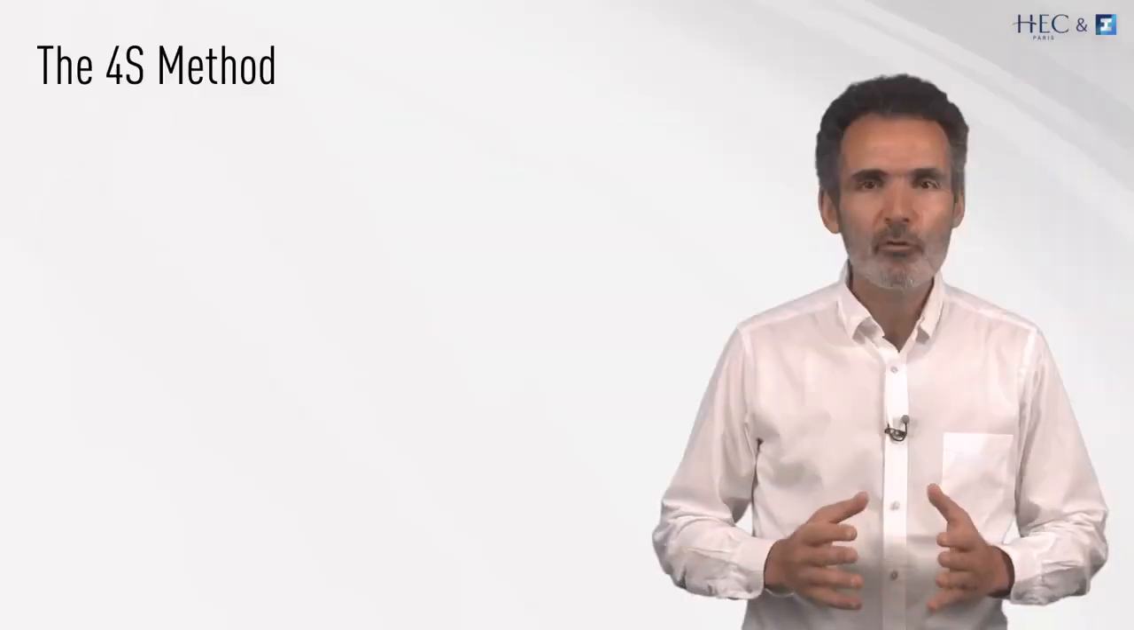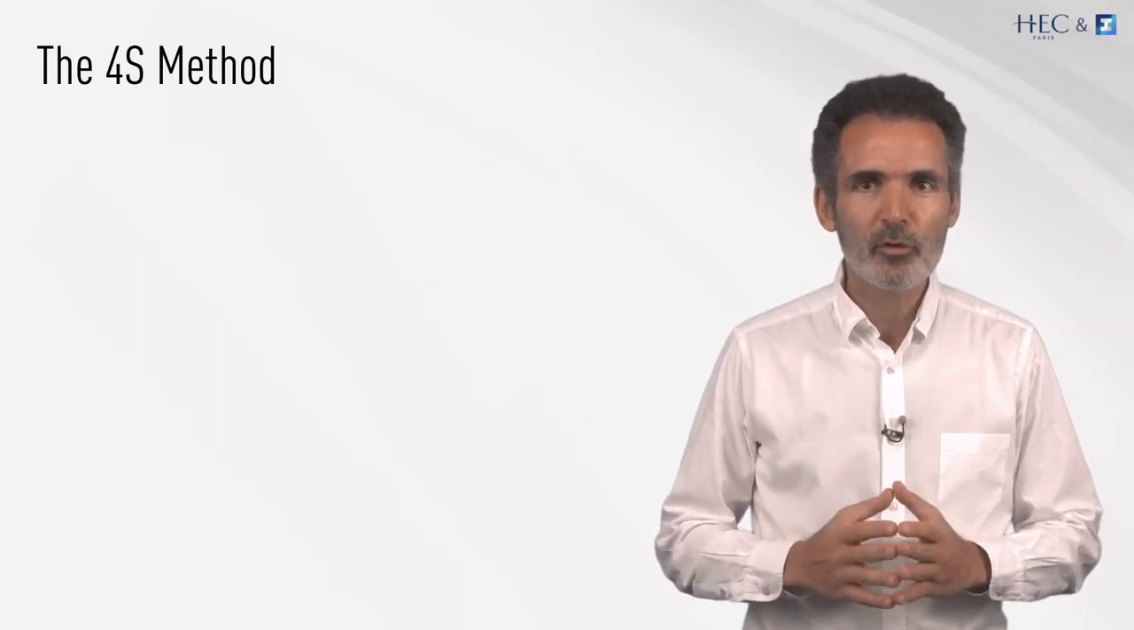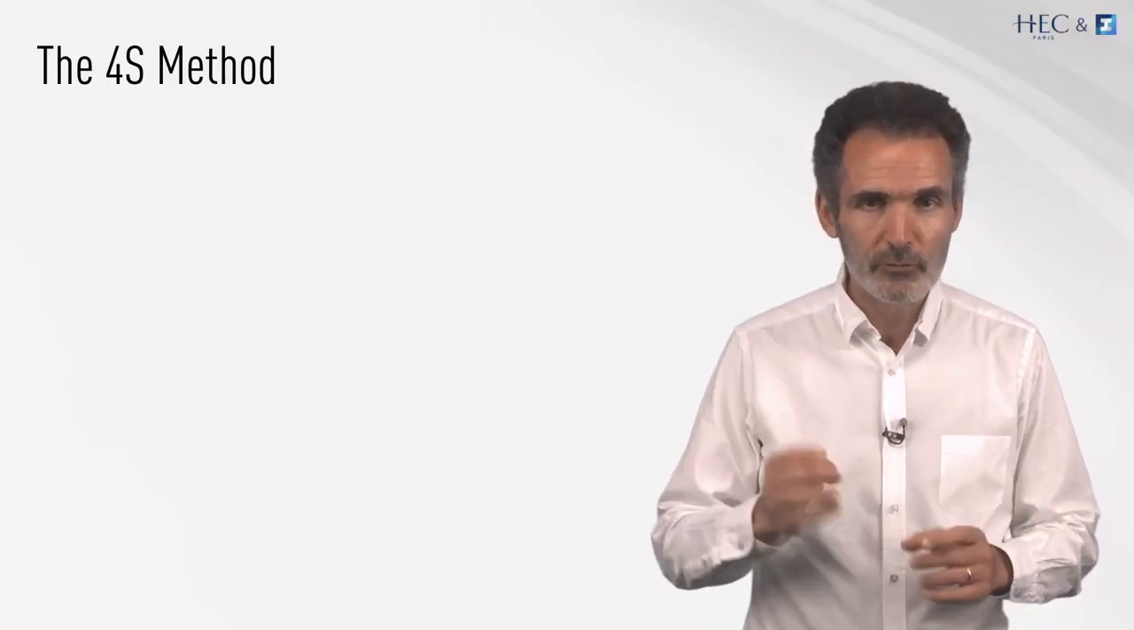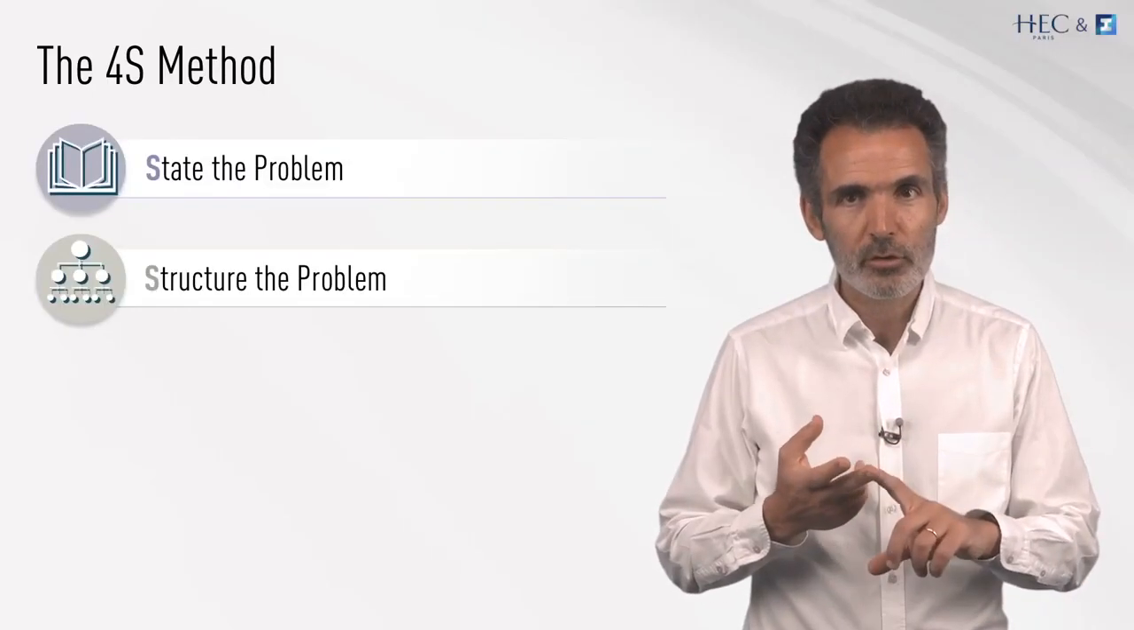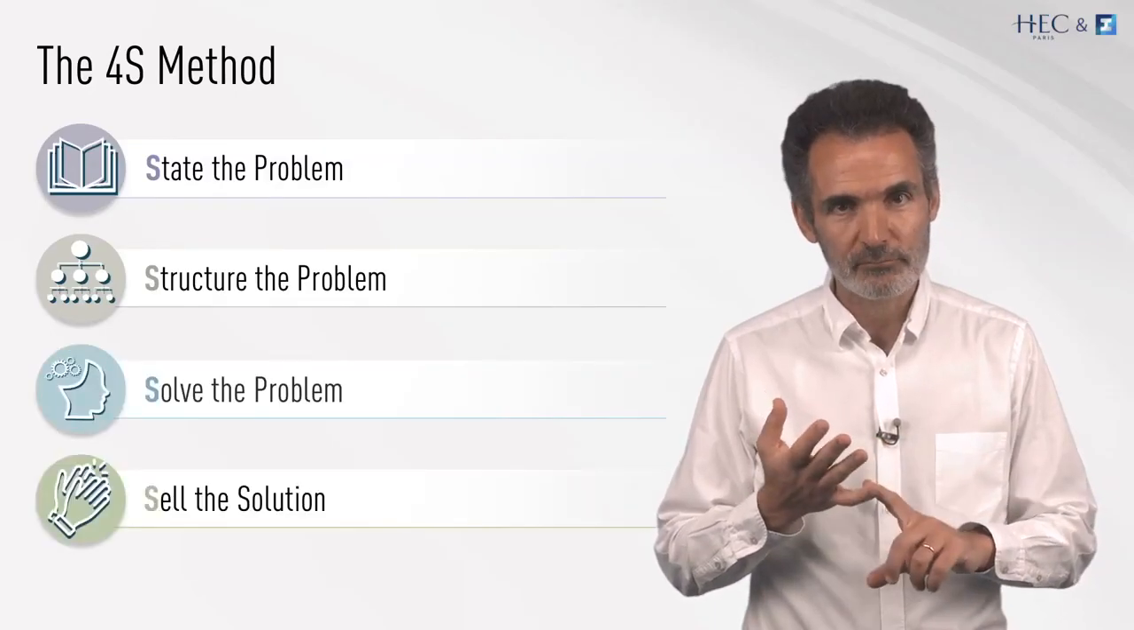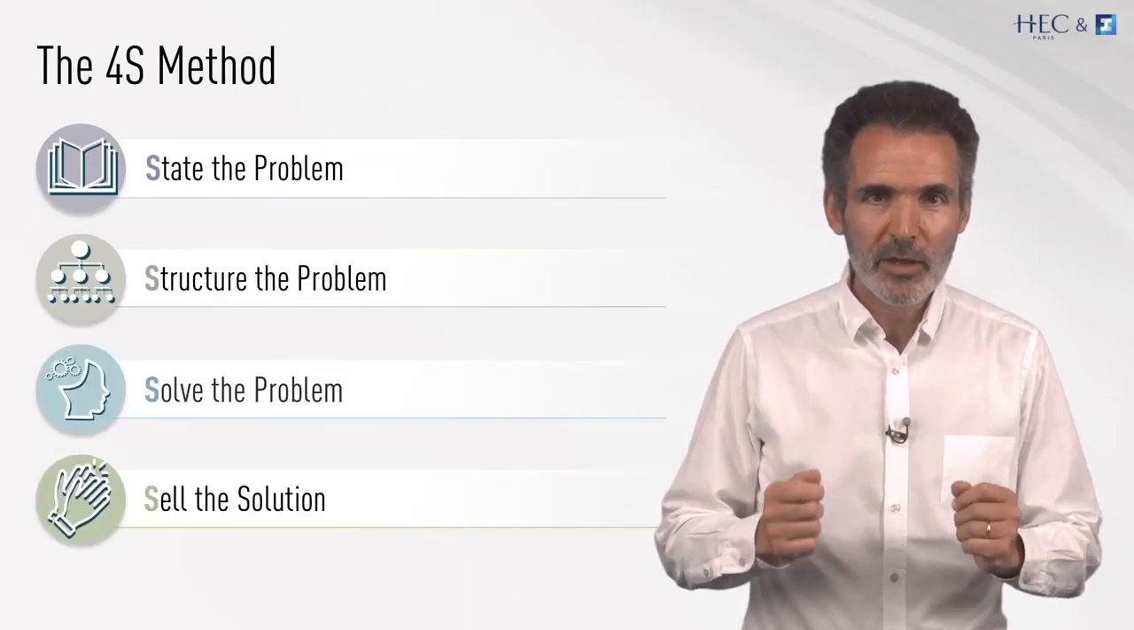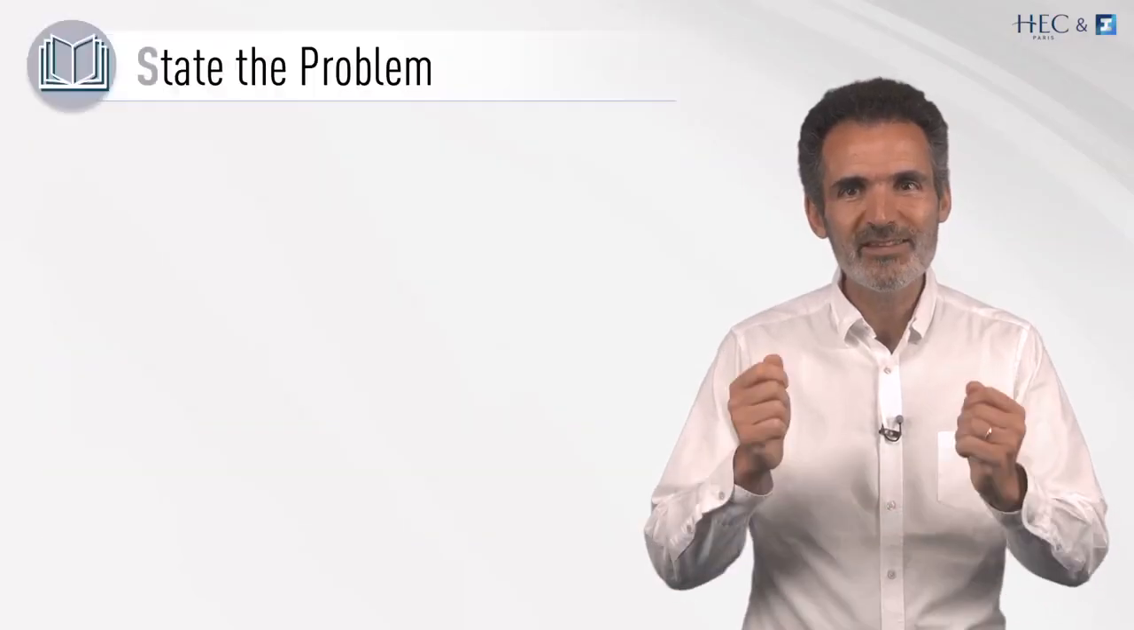The best way to tackle complex business problems is to use a disciplined approach. Here, we introduce the 4S method, a problem-solving approach in 4 phases: state, structure, solve, and sell. The first step to solve a problem is to properly state it.